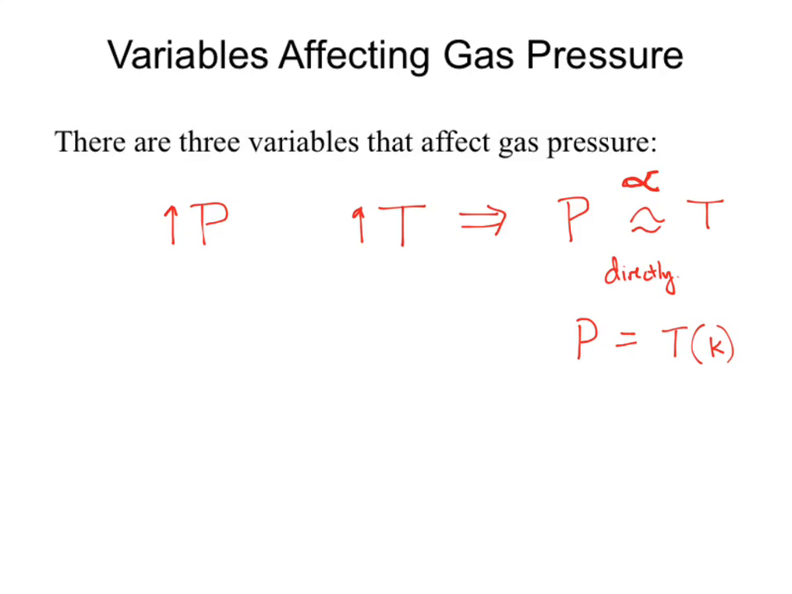You can use a K. At this point, it doesn't matter. All we're saying is that if we just change pressure and temperature, they're going to be related through some constant, whatever that constant might be. So that can help us now come up with an expression to relate these two things, which is what we're going to look at in a little bit.